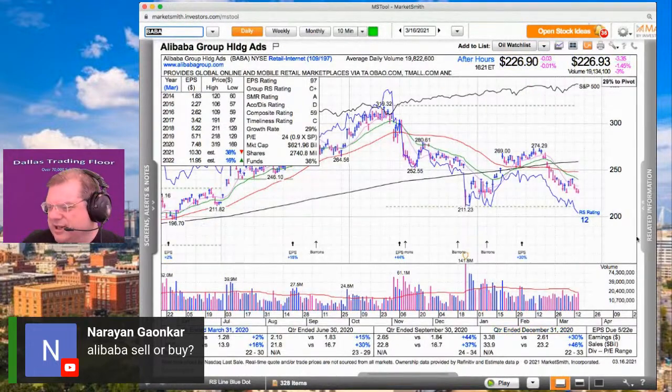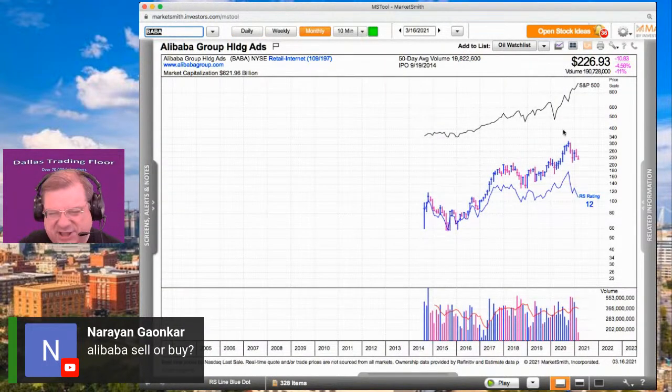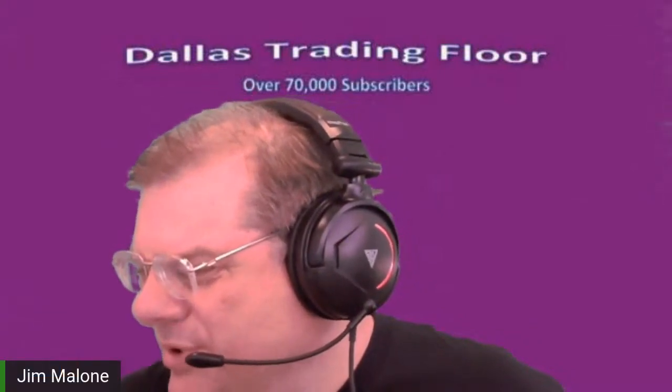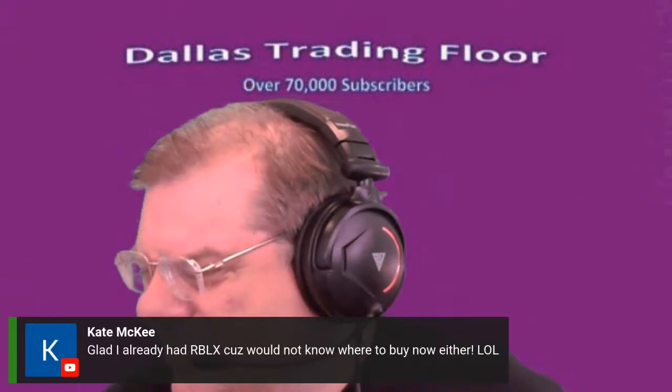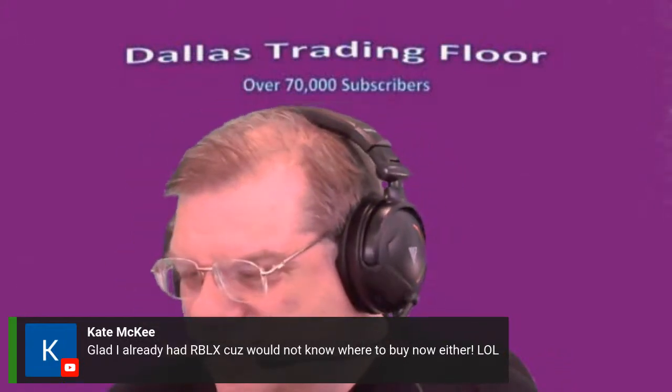As you can see, it's just been in a downtrend, and I think it's even more pronounced if you go to the monthly chart. With the monthly chart, we basically have a downward trend on Alibaba. So here's what I would do if I were in Alibaba right now. I think I would be a seller. It doesn't look like, at least in the short term, it's going to be returning to its former glory. So that's something you've got to take into consideration.